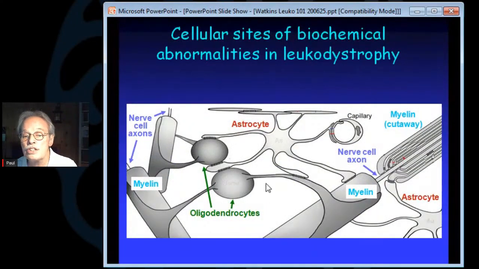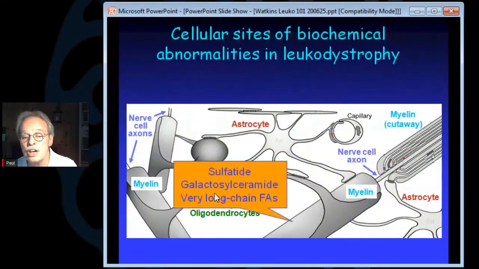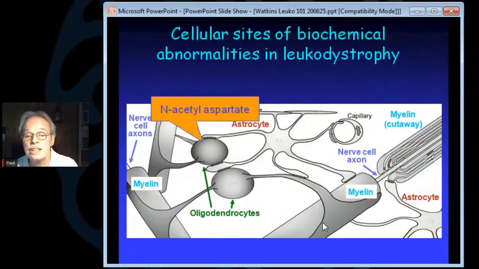And here we're showing a cartoon of the brain cells again. And so the very long chain fatty acids that accumulate in adrenoleukodystrophy, and the galactosylceramide and the sulfatide that accumulate in other leukodystrophies, accumulate in the myelin. Interestingly, the N-acetyl aspartate that accumulates in Canavan disease is in the cell body of the oligodendrocyte, not in the actual membranous myelin sheath that is part of the oligodendrocyte.